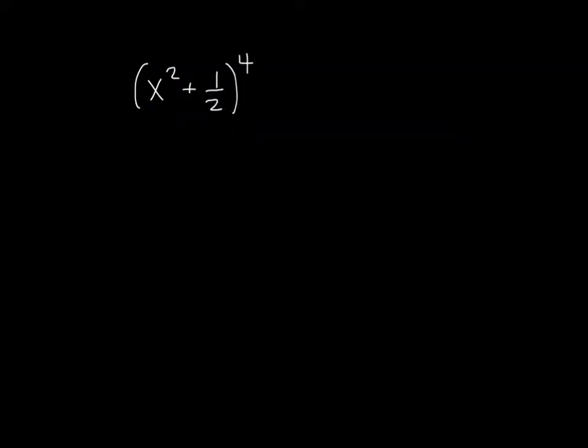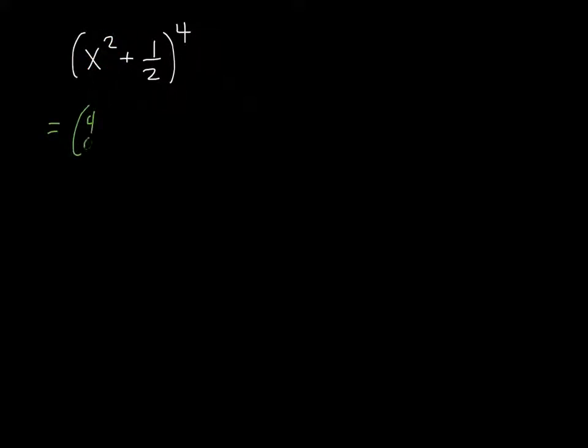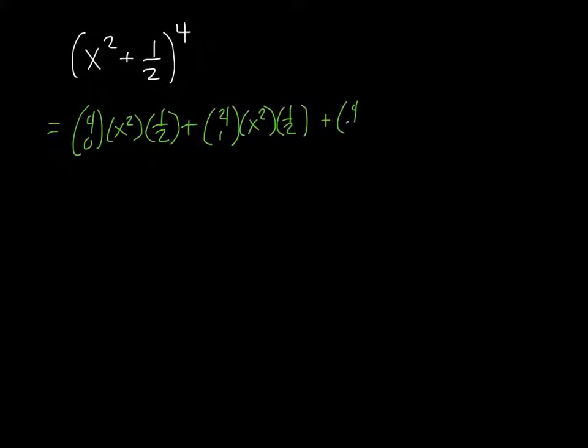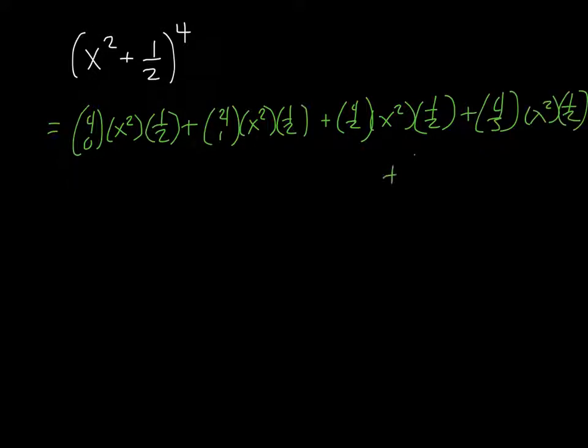One more example. Here I have a fraction, and of course people kind of freak out with fractions anyway. The other thing I have is I already have an exponent, so this is going to be another interesting one. So we have 4 choose 0, I have x squared, and I have 1/2. 4 choose 1, x squared, and 1/2. 4 choose 2, x squared, and 1/2. 4 choose 3, x squared, and 1/2. And then 4 choose 4, x squared, and 1/2.